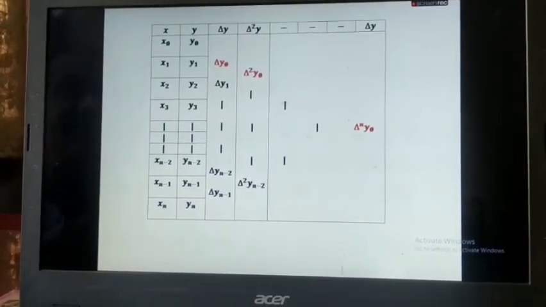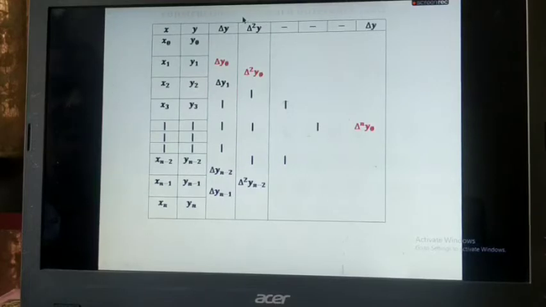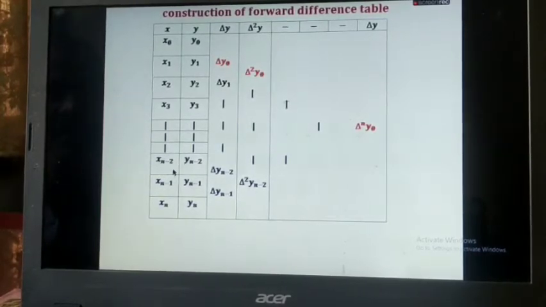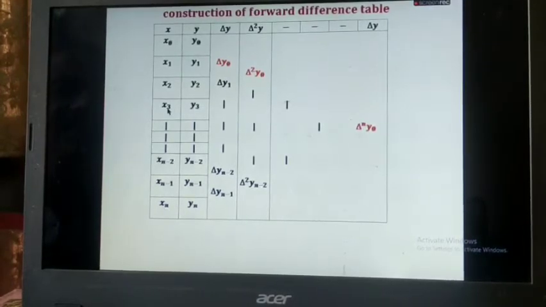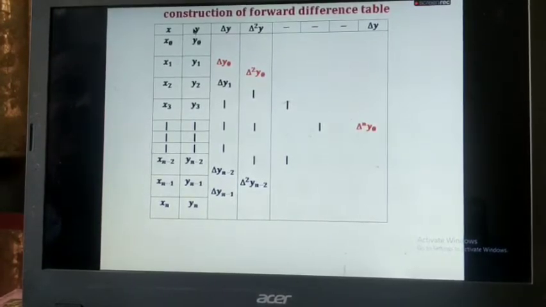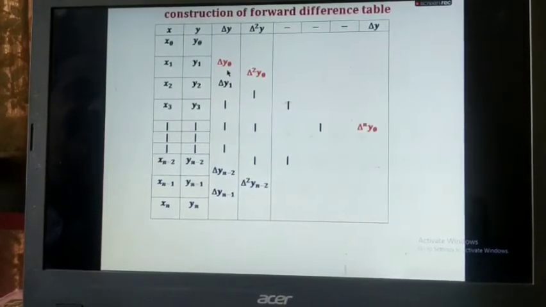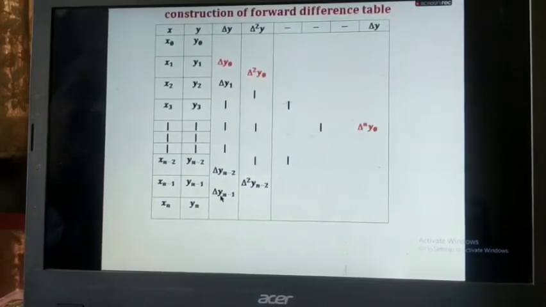Next, how to construct the forward difference table. So x is given, say the arguments x0, x1, x2, x3 and so on, up to x raised to n minus 2, x raised to n minus 1, and the last term xn, that is n plus 1 terms, and the entries corresponding are y0, y1, y2, y3 and so on. The first difference is delta y, containing the terms delta y0, delta y1, up to delta yn minus 2 and delta yn minus 1. The last term is reduced by 1, that is n minus 1.